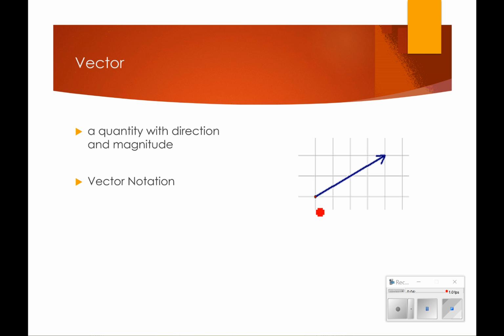This is my starting point, and this is what we call our terminal point. And that arrow actually doesn't go anywhere. This is where it actually ends. So if I start here with this vector, I'm going to move 4 to the right and up 2. So we would write that as <4, 2>.